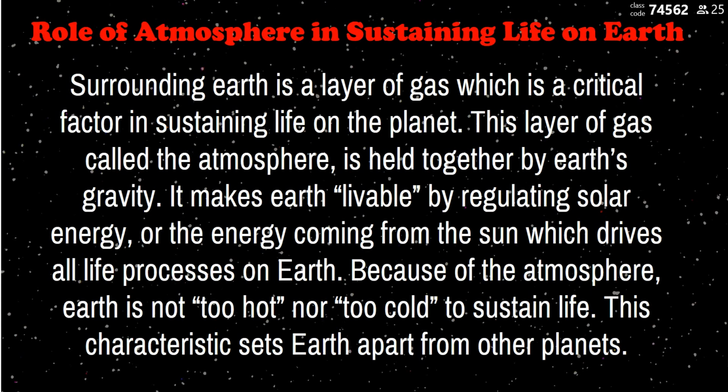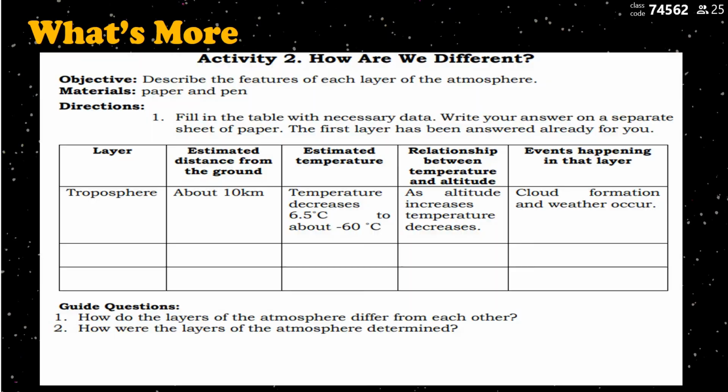Role of atmosphere in sustaining life on Earth. Surrounding Earth is a layer of gas which is a critical factor in sustaining life on the planet. This layer of gas, called the atmosphere, is held together by Earth's gravity. It makes Earth livable by regulating solar energy, or the energy coming from the sun, which drives all processes on Earth. Because of the atmosphere, Earth is not too hot nor too cold to sustain life. This characteristic sets Earth apart from other planets.